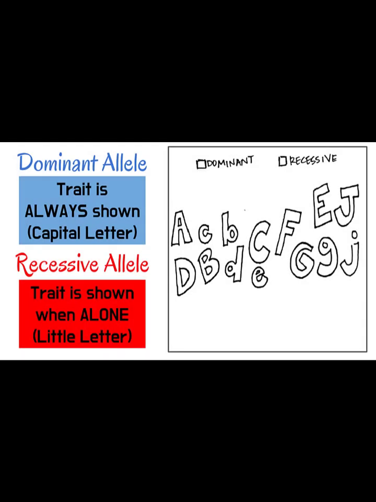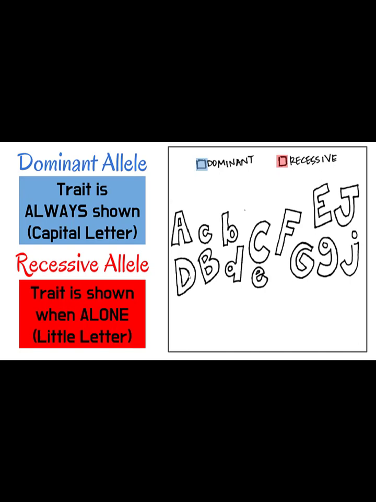Like mentioned before, there's dominant and recessive versions of alleles. The dominant allele is always expressed or always shown. We write it as a capital letter. The recessive allele is expressed only when there's 2 recessive alleles. We write this as a lowercase letter.